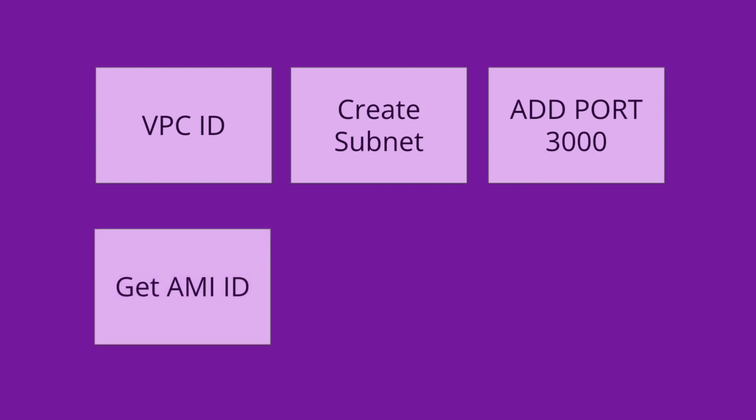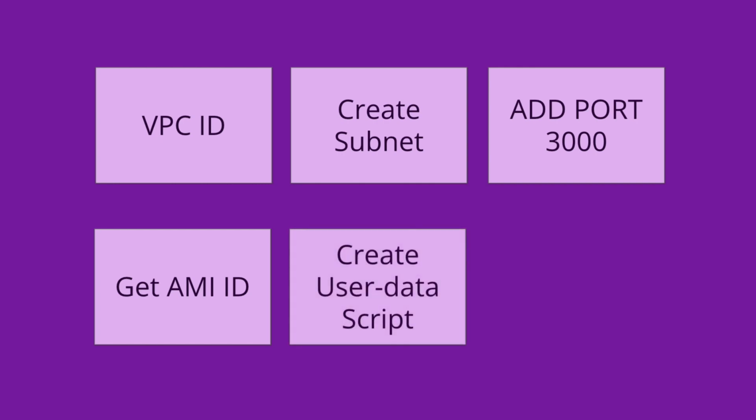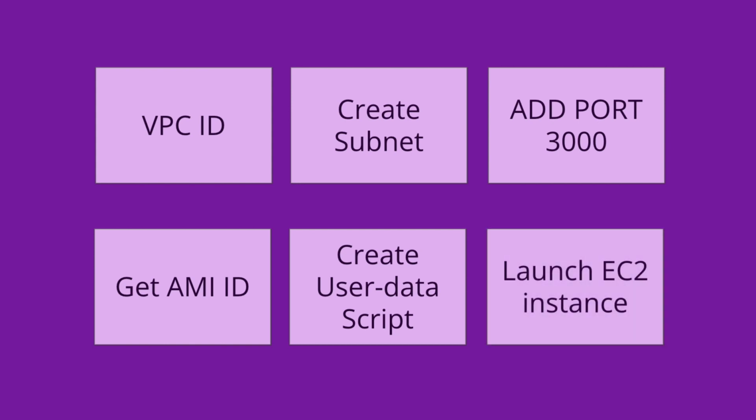For this demo, we are using Ubuntu and fetching the Ubuntu AMI ID. User data is used to run scripts while launching an instance. The last step is the EC2 launch instance command. In this, we'll use the subnet ID, AMI ID and user data.